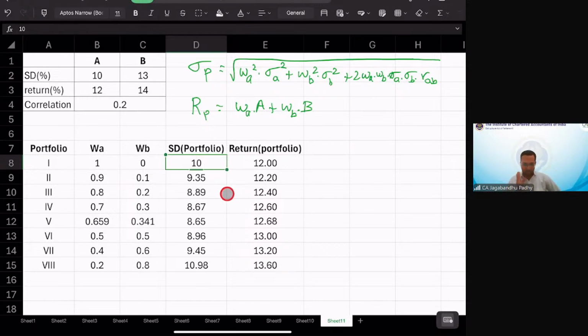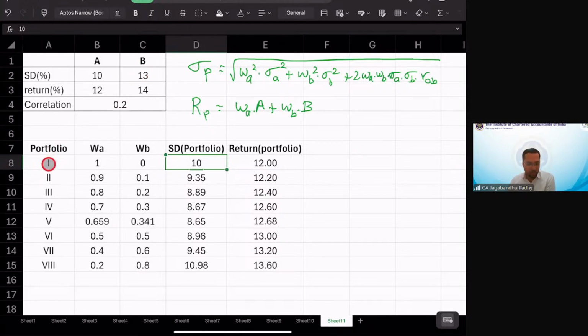Now think logically, guys, over here. What is happening? As you are combining A with B, out of these two securities, which one is having a lesser risk and which one is having a greater risk? A is having less risk, right? Because it is having a risk of 10. And B is having a higher risk because it's having a standard deviation of 3.